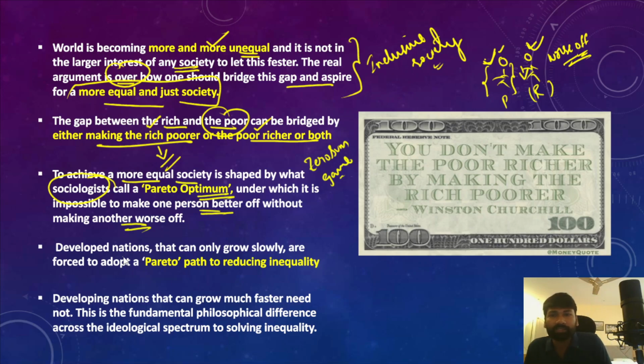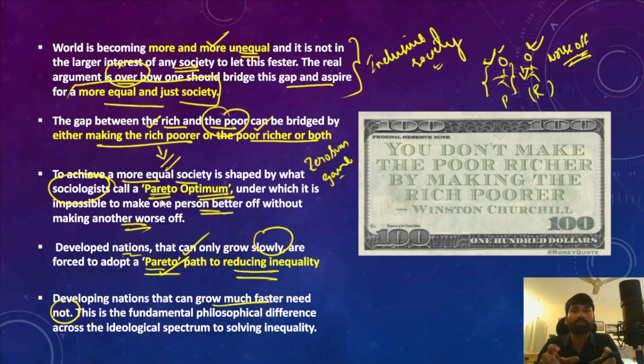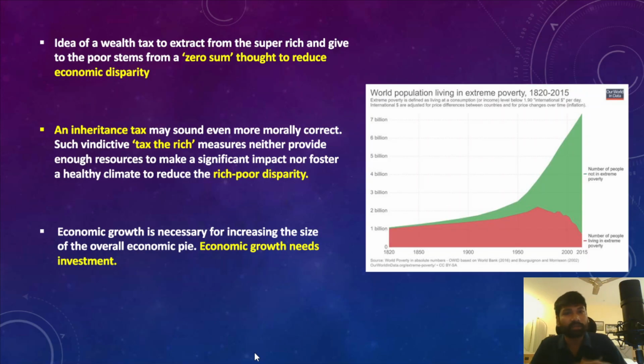In fact, the developed nations, which can only grow slowly, are forced to adopt this Pareto path in reducing inequalities. Most of the developed countries have followed this Pareto path. But what about countries like India, which are developing nations? They can grow much faster, and those developing countries which grow much faster need not adopt this Pareto principle. Please understand this Pareto principle: it says that it is impossible to make a person better off without making another person worse off. So there is no need to adopt the Pareto optimum for countries like India, and this is the fundamental philosophical difference across the ideological spectrum in solving inequality. Now how can we solve inequality? We are going to discuss this briefly.